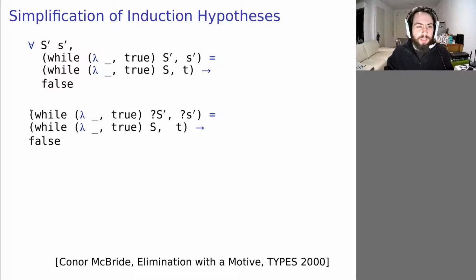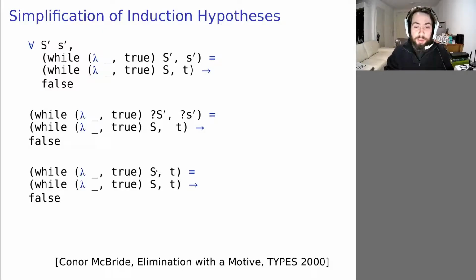In this case, since this while here is a constructor, the first-order unification realizes that for each of these metavariables there's really only one possible solution, and that is s respectively t. And now this equation has become completely trivial. The left-hand side and the right-hand side are definitionally equal, and so we can immediately remove it. And we are left with this induction hypothesis, which I think you'll agree is much nicer than this induction hypothesis.